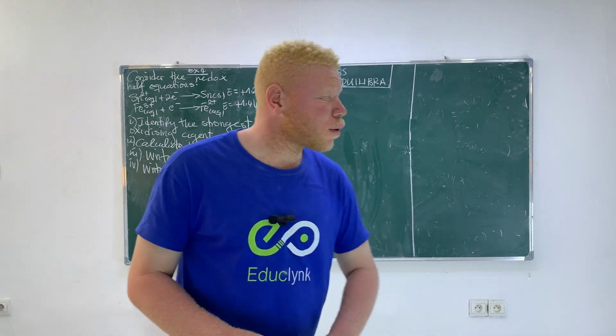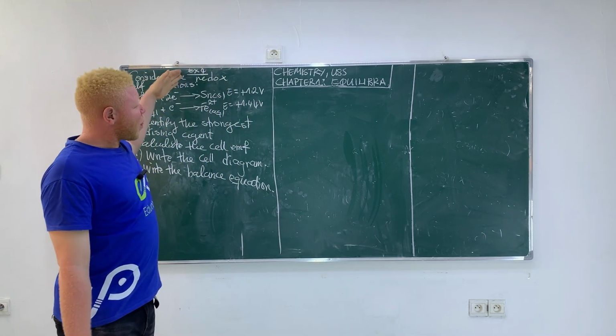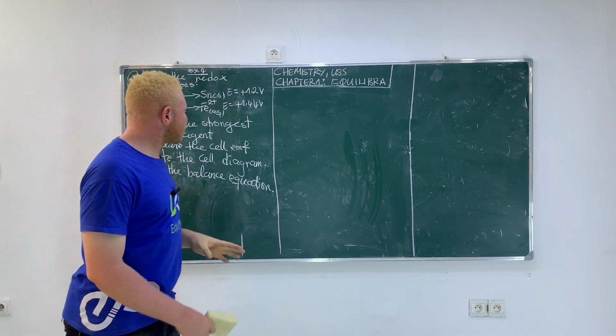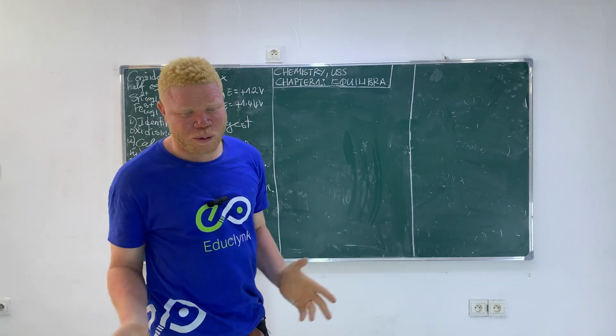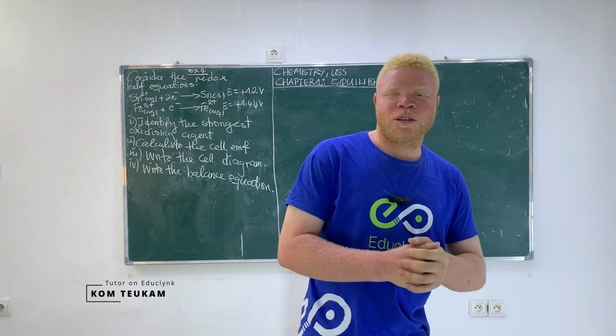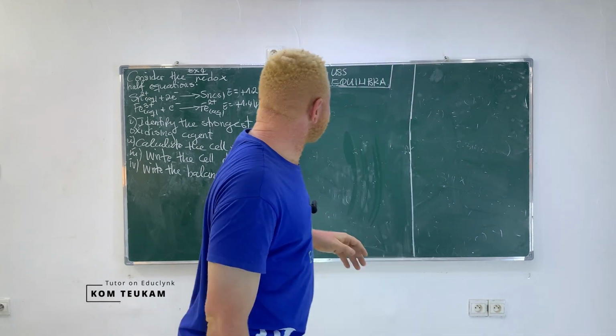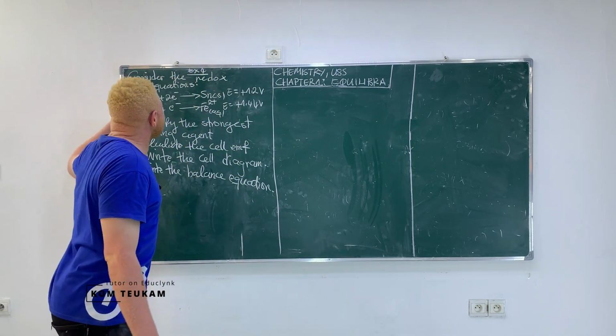So on the board, exercise 4. Exercise 4 is on Redox Equilibria. As you all know, Redox Equilibria was the last topic under the Equilibria. In this case, I'm going to read the exercise for you guys.